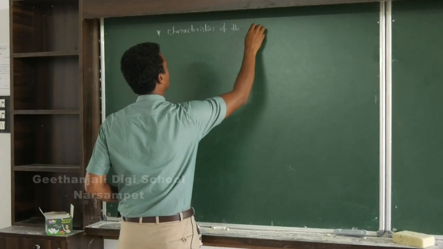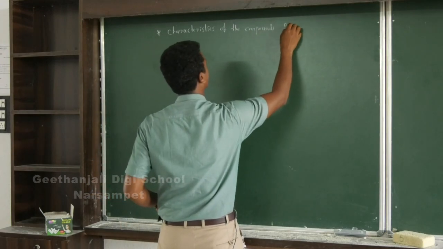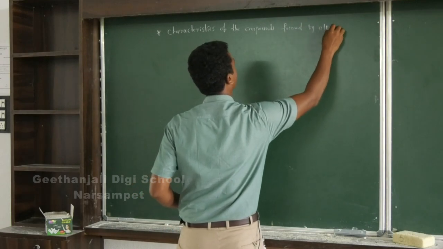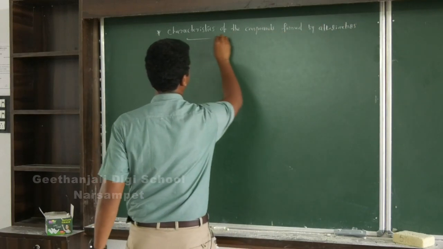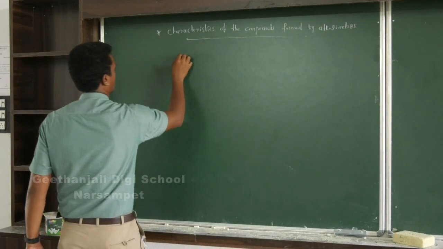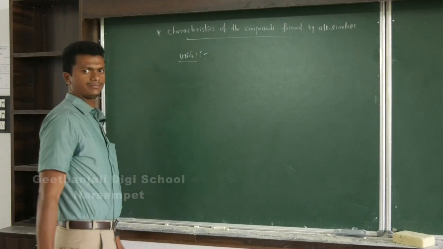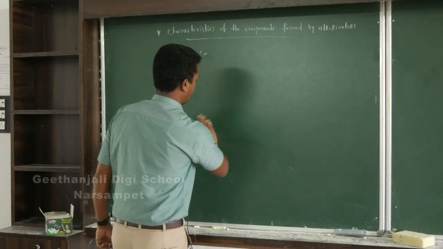Characteristics of the compounds formed by alkali metals. So, first type of compounds, oxides. Just now we have discussed the oxides.